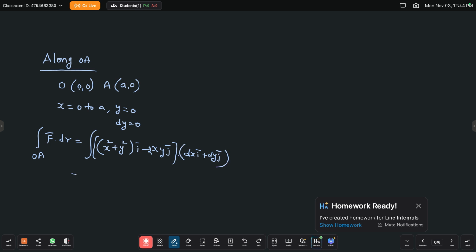Now if you take the dot product, i dot i is 1, so you will have only the integration of (x square plus y square) dx. Next, j dot j is 1, so you have only minus 2xy dy. And if you go along this direction, x is varying from 0 to a, which means the problem goes only in terms of x. Y is clearly 0, so in this expression you can put y equals 0 and dy equals 0.